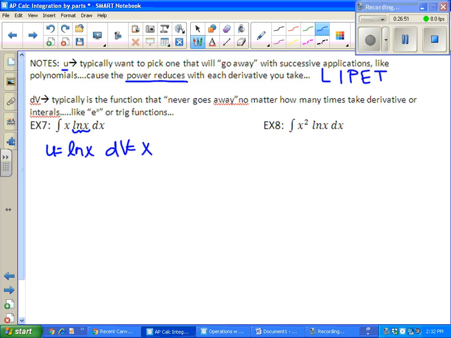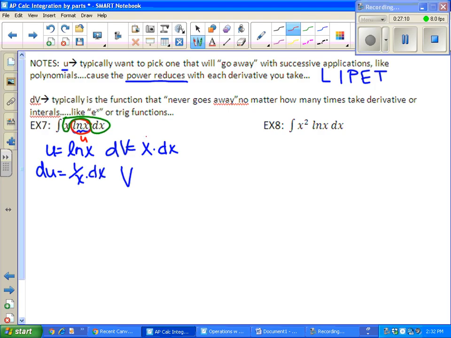dv is going to have to be the x dx. Does everybody see what I did? So this is going to be my u, and this other part is my dv. All right, so here we go. We're taking the derivative of the left, 1 over x dx, times natural log of the base, which is 1.